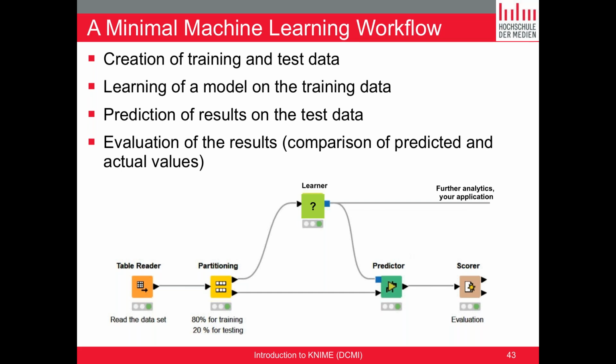Now I want to just show you a quick minimal machine learning workflow. So what do you need actually? You need to get some data. Here's just a table reader in this case. Then you have to partition it, as I said. Then you choose a learner to learn whatever you want to learn out of the data. And then you have a predictor that uses this result of the learner to actually predict the results for the testing data. And then you have a scorer in the end.